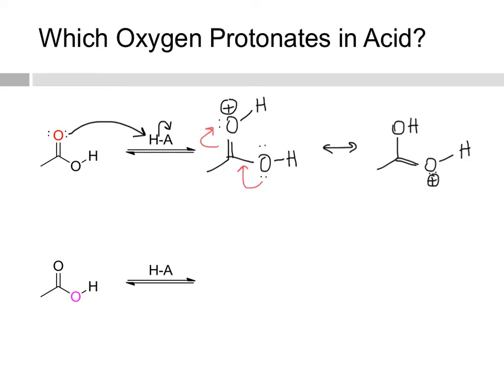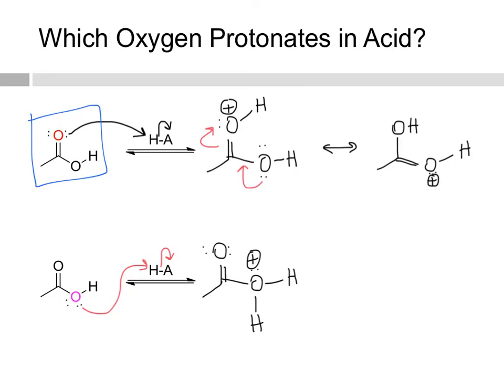Now let's consider the other oxygen. If we use this oxygen to protonate, we're going to draw our arrows and protonate the carboxyl oxygen. In this case, we can see that we have no possibilities for resonance to stabilize this conjugate acid. And so with this reasoning, we can conclude that this is the more likely reaction, with this carbonyl oxygen being more likely to protonate in an acid.